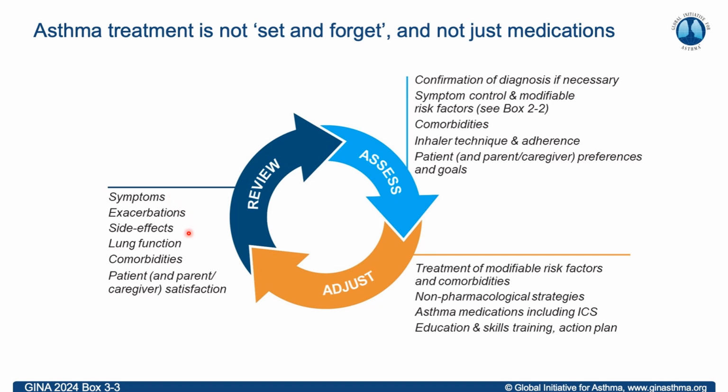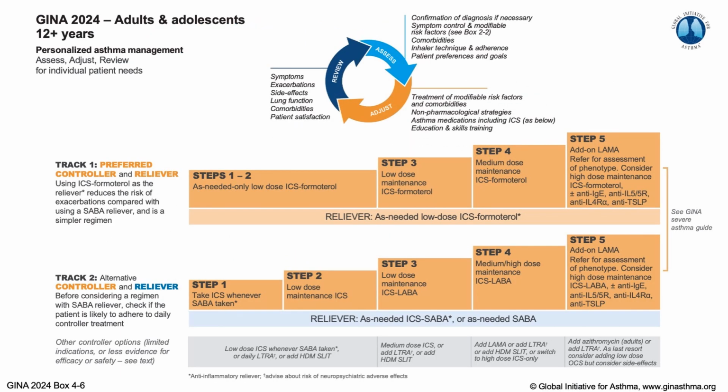Do they have exacerbation? Do they have any side effects of the drugs that they are taking? How is their lung function? How are their comorbidities? And is the parent or the patient satisfied? So this is a very good classification, that is the GINA classification of how to treat.